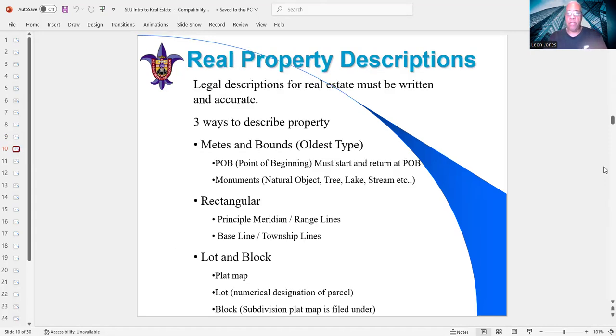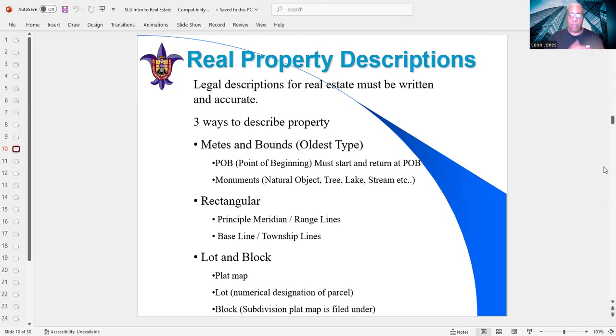Now, real property descriptions. You can also find this in surveying as well, like a surveying law class. So we deal with legal descriptions for real estate must be written and accurate. There are basically three ways to describe a property. So we have meets and bounds, and that's the oldest type, which starts at the point of beginning, must start and return at POB. Monuments, natural object, tree, lake, stream. Now, where does that come from? That comes from land surveying.